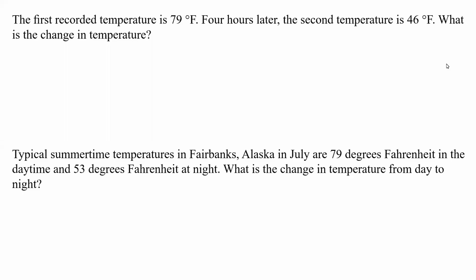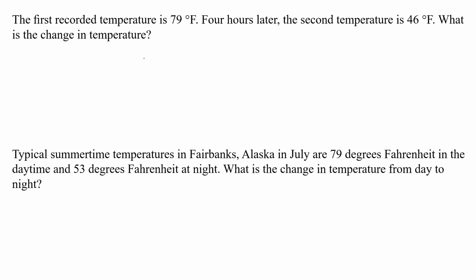All right, so let's do some more examples. So what we want to do is find the change. Remember, with change in quantities, we want to take the latter quantity minus the former quantity. This says the first recorded temperature is 79 degrees Fahrenheit. 4 hours later, the second temperature is 46 degrees Fahrenheit. What is the change in temperature?